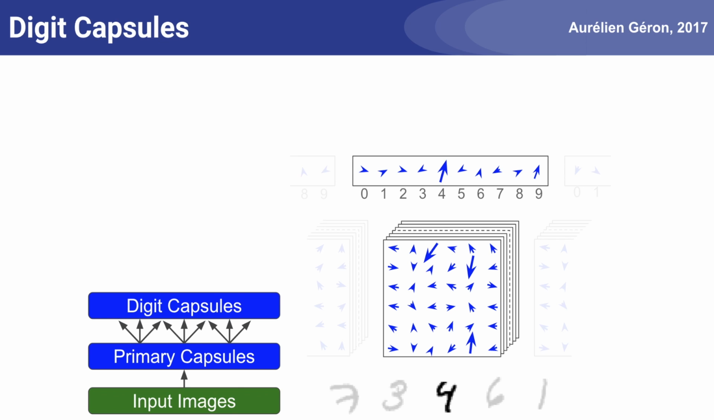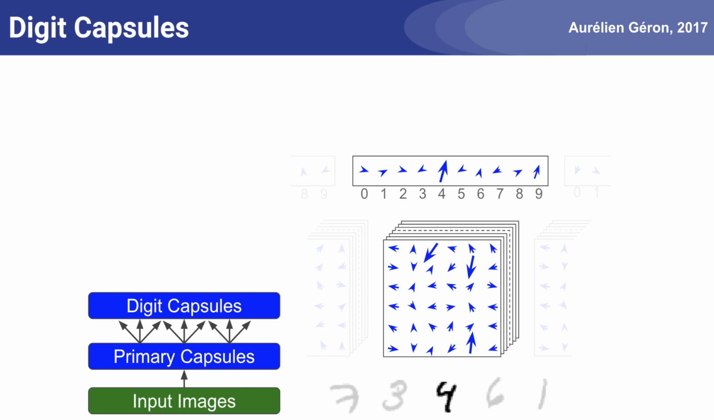On to the next layer where all the complexity is, the digit capsules. There are just 10 of them, one for each digit, 0 to 9, and they output 16-dimensional vectors. In this particular example, you can see that the longest output vector is the one for digit 4.